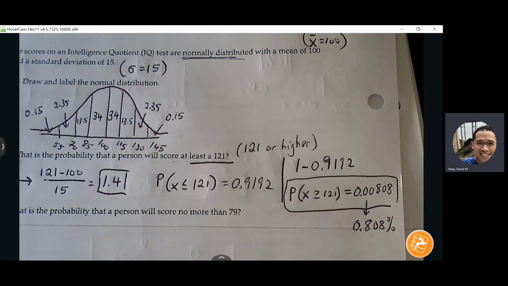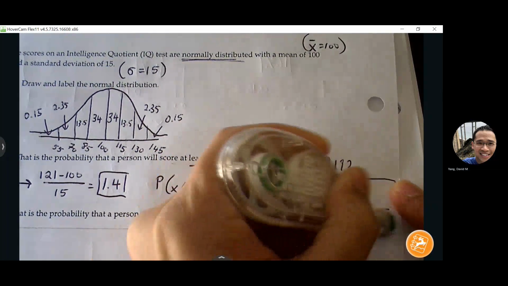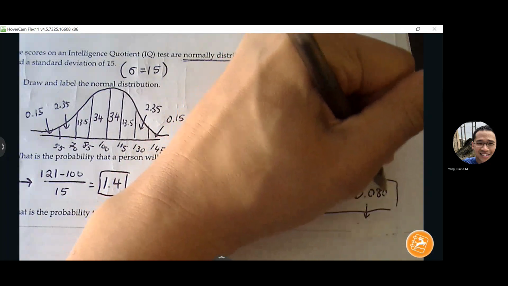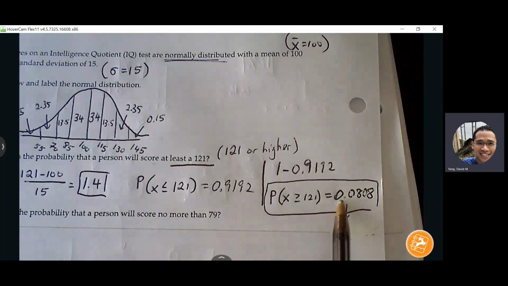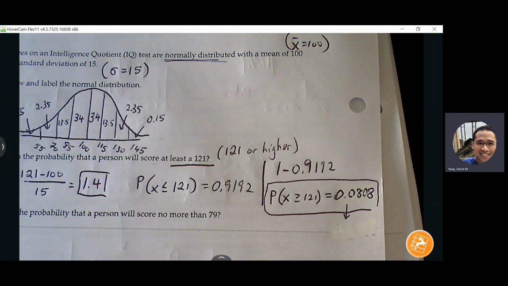Oh, yeah. In my calculator, 0.0808. Let me see. I thought it was wrong. Oh, okay. Sorry, 0.08. My bad. I added 2 zeros. You're right. 0.0808. Which, if I were to create a percentage version, it'll be 8.08. Yeah, there we go.